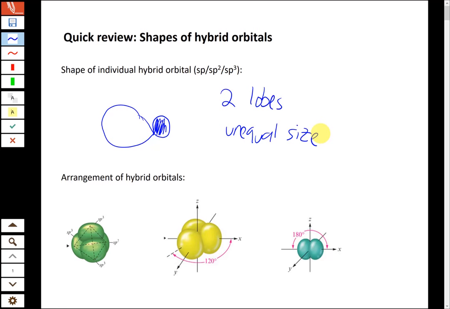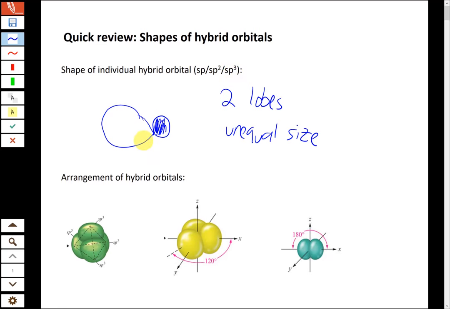Now there are subtle differences. The lobes will be a little bit closer in size in sp and a little bit more distorted in sp3, but we're not going to get into that level of detail. You should just know that any of these sp, sp2, sp3 hybrid orbitals have this basic shape.